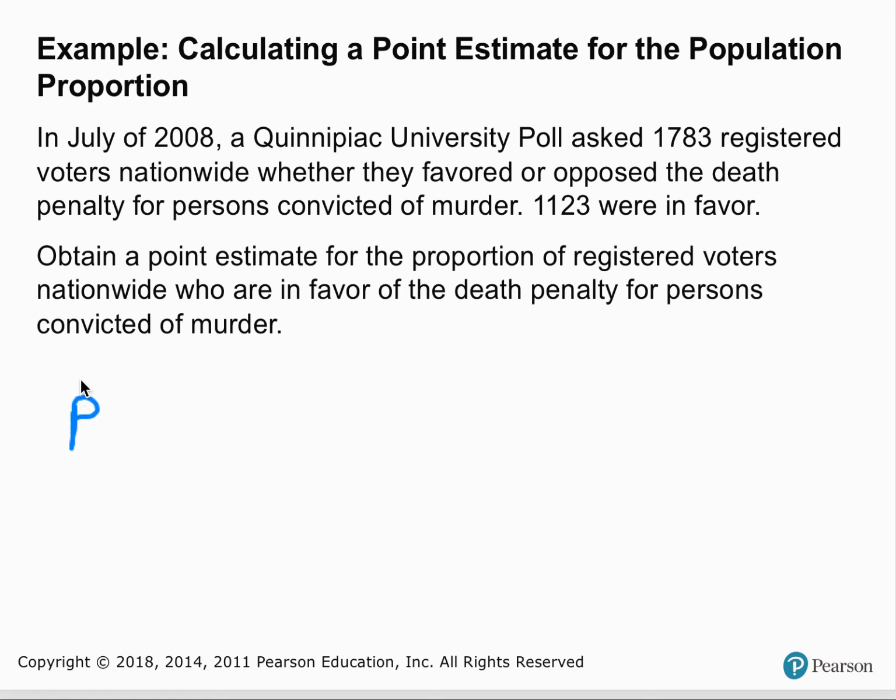Okay, so our point estimate, p-hat, is simply X over N, where X is the number who are in favor. 1,123 were in favor, and N is our sample size. So they asked 1,783 voters, and that's it. I've got my calculator here. 1,123 divided by 1,783.